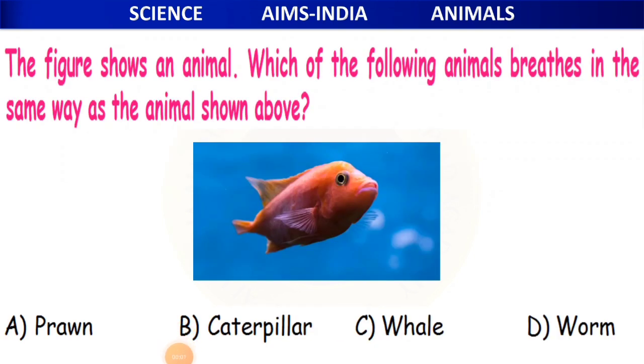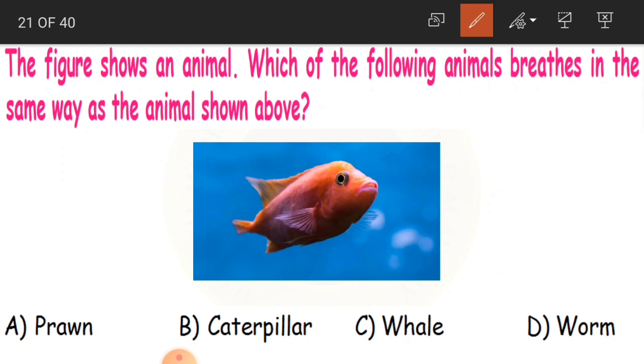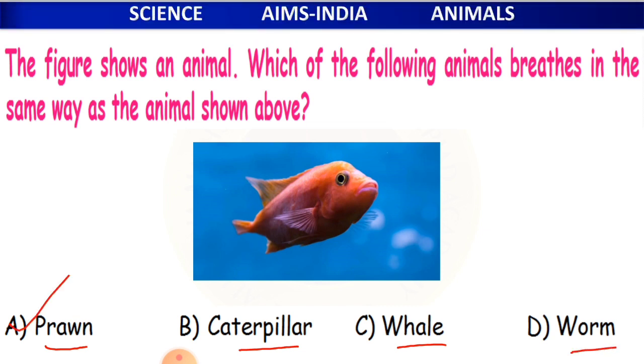Shows an animal. Which of the following animals breathes in the same way as the animal shown above? See children, you are having a fish here. So as the fish breathes, we have to match some other animal from these options which breathes the same way as the fish. You have got prawn, caterpillar, whale and worm. So A is the correct answer. That is prawn. They breathe through gills.